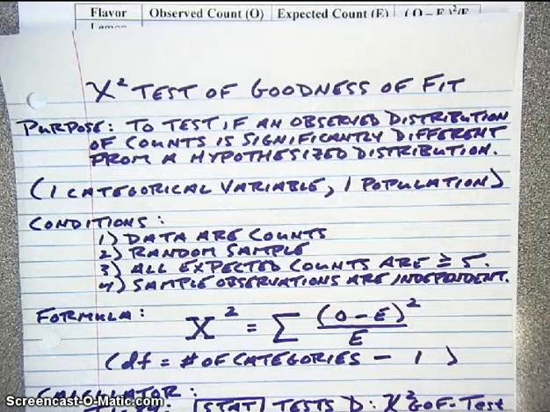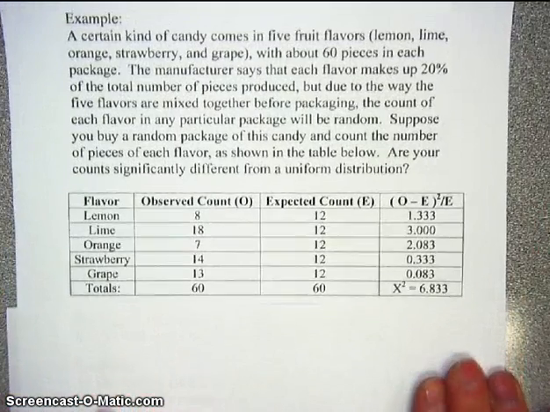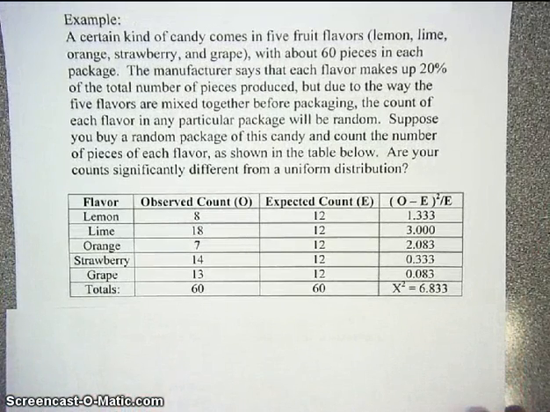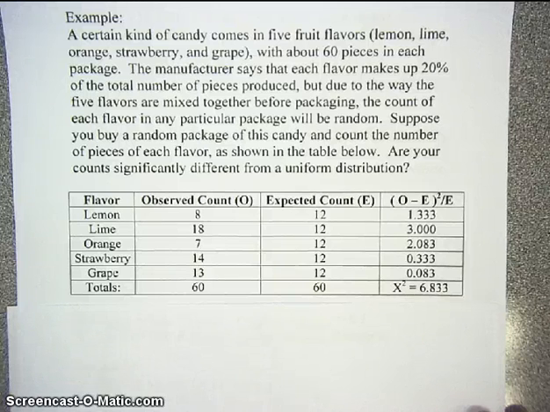Here's an example of how the chi-square goodness of fit test works. A certain kind of candy comes in 5 fruit flavors: lemon, lime, orange, strawberry, and grape, with about 60 pieces in each package. The manufacturer says that each flavor makes up 20% of the total number of pieces produced. But due to the way the 5 flavors are mixed together before packaging, the count of each flavor in any particular package will be random. Suppose you buy a random package of this candy and count the number of pieces of each flavor, as shown in the table below. Are your counts significantly different from a uniform distribution?